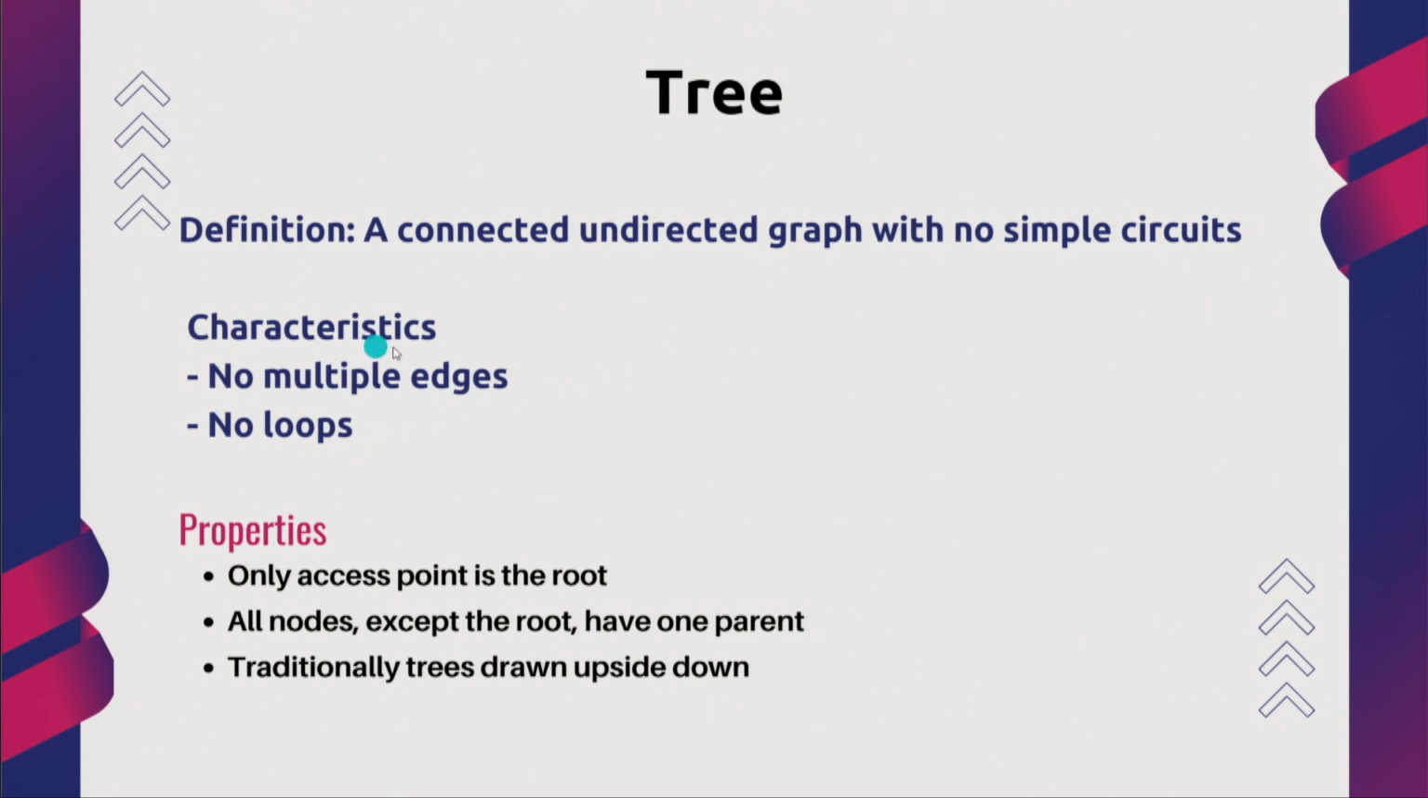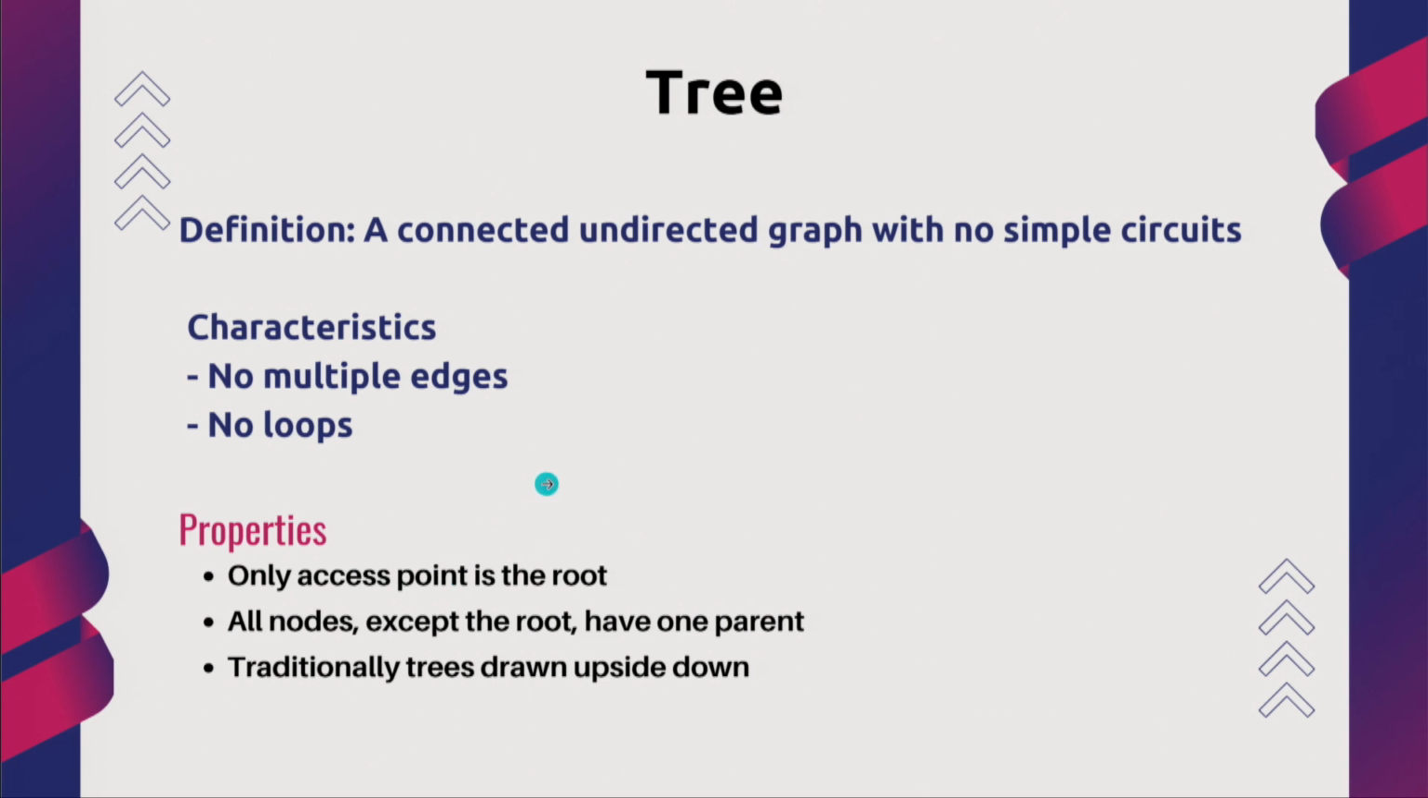And the characteristic of a tree is that there can't be multiple edges between nodes. So when I take any pair of nodes, say a parent and a child, between them there can exist a maximum of only one edge. So we say that multiple edges are not possible, however this is allowed in graphs. And in a tree, you are not supposed to have any loops or cycles or circuits.